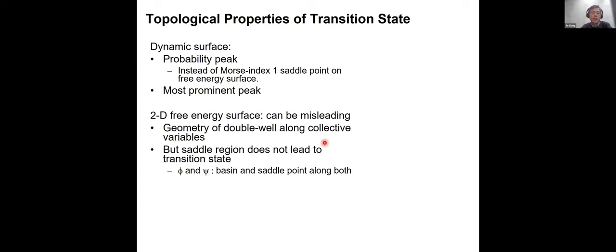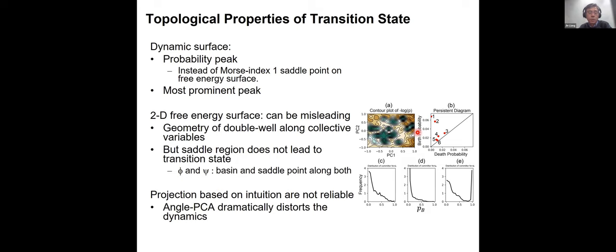The other lesson we learned is that 2D free energy surfaces, as people typically use with these projected low-dimensional spaces, can be misleading. The geometry of these double wells along collective variables is usually misleading. The saddle points in these empirically derived collective variables do not lead you to the transition states. Furthermore, if you apply data analysis techniques such as angle PCA, it can actually make things worse. You dramatically distort the dynamics, get a lot of new artificial peaks, and completely mess up the dynamics.